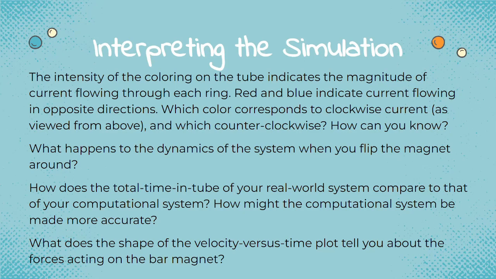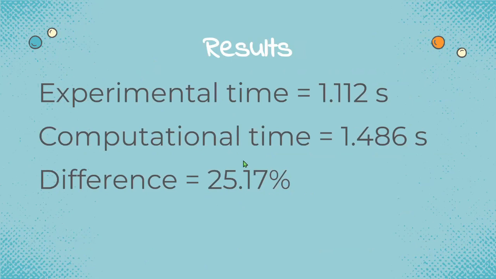What does the shape of the velocity versus time plot tell you about the forces acting on the bar magnet? Before the magnet enters the tube and after the magnet exits the tube, the gravitational force is greater than the magnetic force, which you can see because the velocity of the magnet becomes more negative. When the magnet is inside the tube, the net force is 0. The magnetic force is equal to the gravitational force, so the acceleration is 0, and the velocity of the magnet is constant. Here are my results. The experimental time I got was 1.112 seconds. The computational time was 1.48 seconds, and the percent difference is 25.17%.